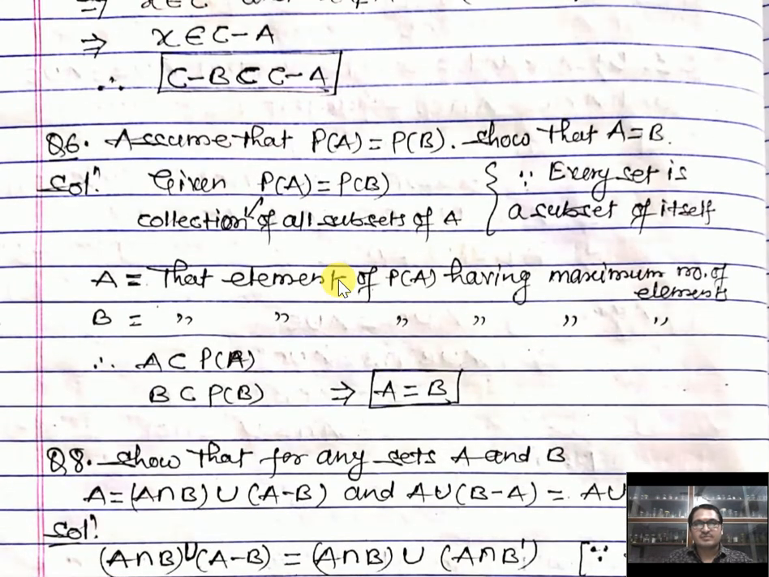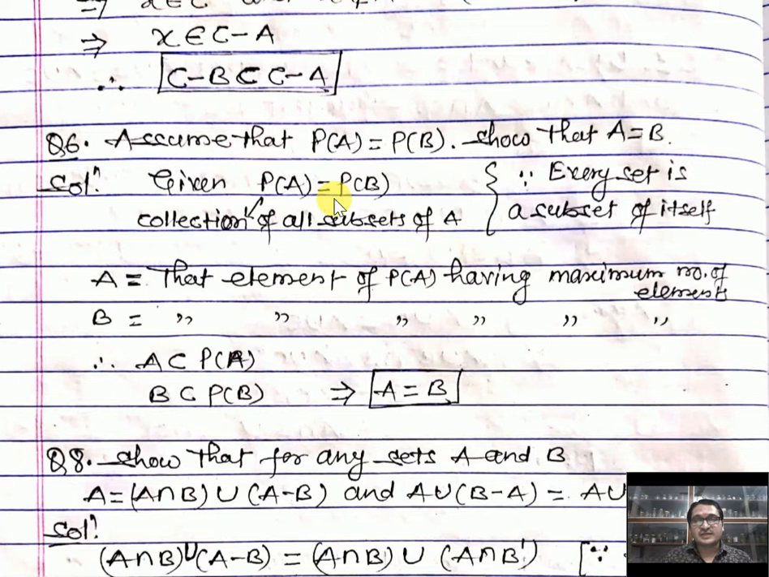Question number 6, assume that power set of A will be equal to power set of B. It means this is given. Power set of A equal to power set of B. Show that A equal to B. Power set means what? Every set is the subset of itself, right? This is the first point we need to understand, or we need to memorize. Every set is the subset of itself.